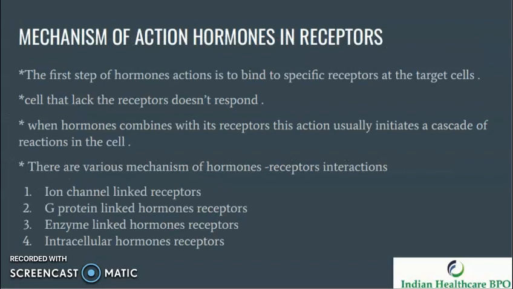Then the mechanism of action of hormones on the receptor. The first step of hormone action is to bind a specific receptor at the target cells. Cells that lack the receptor do not respond. When the hormone combines with its receptor, the action usually initiates a cascade of reactions in the cells. There are various mechanisms of hormone receptor interaction. There are four: ion channel linked receptors, G protein linked hormone receptors, enzyme linked hormone receptors, and intracellular hormone receptors.